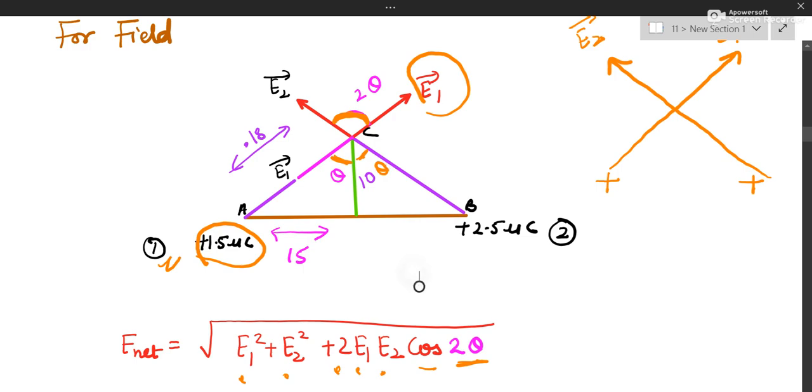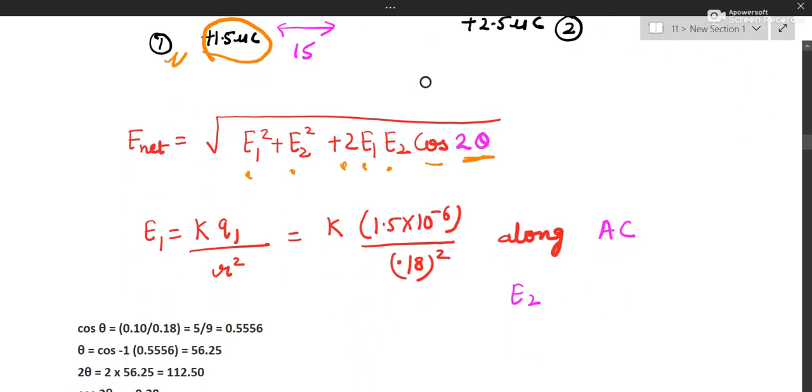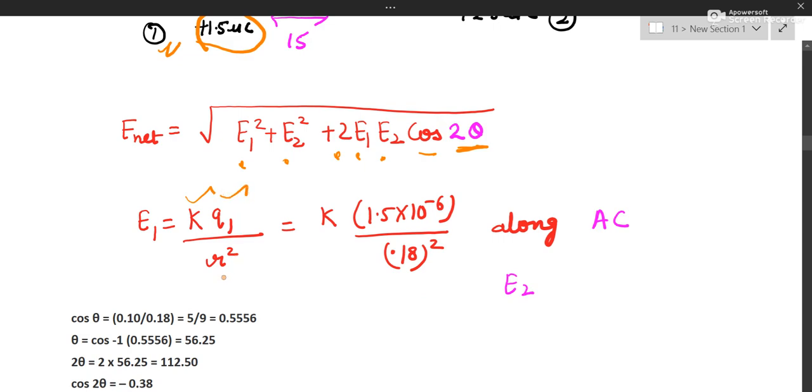Let us see further. What is to be substituted as E1? K charge by distance square. K charge by distance square, we are ready. And this is E2 as well, right? K second charge you substitute, and the distance is again 0.18 square, which is the hypotenuse. So the distance is ready.